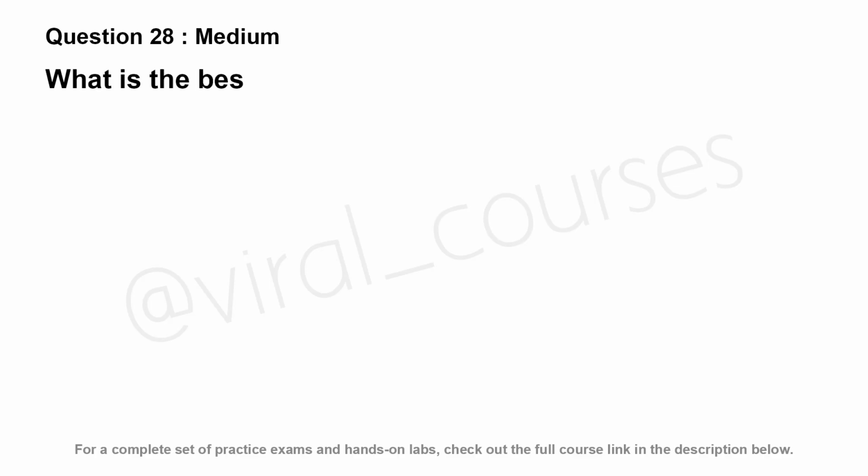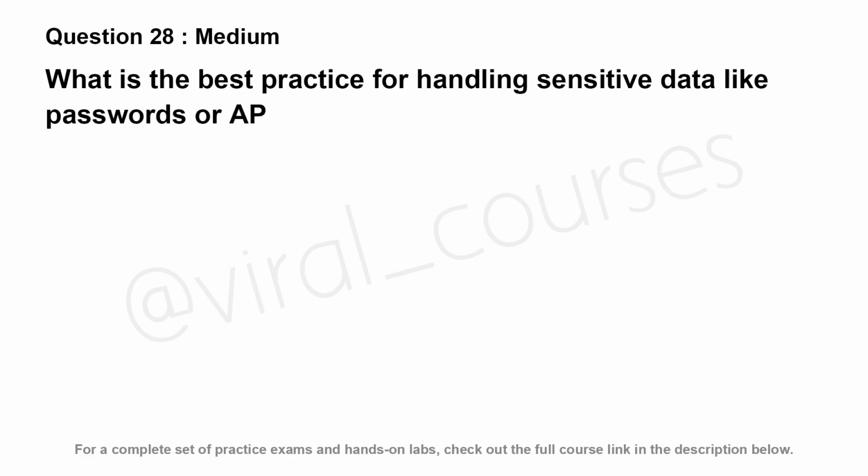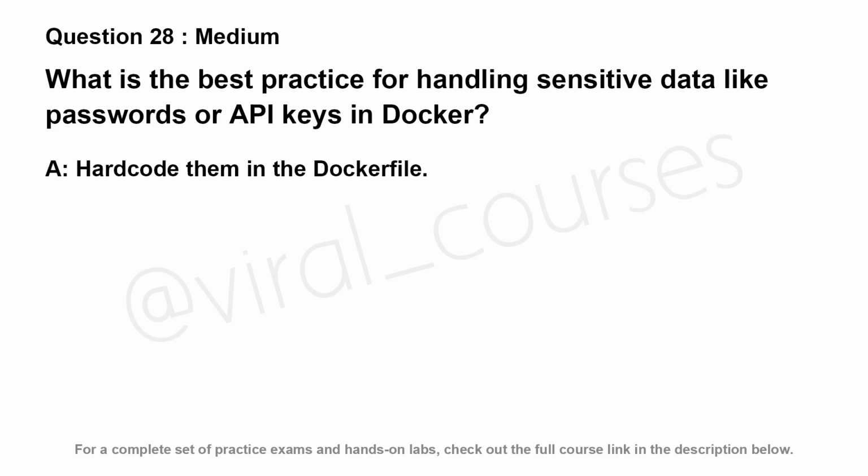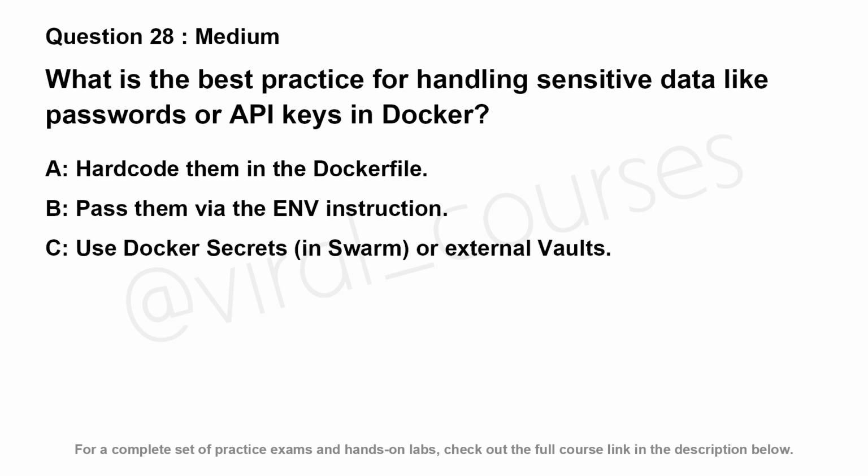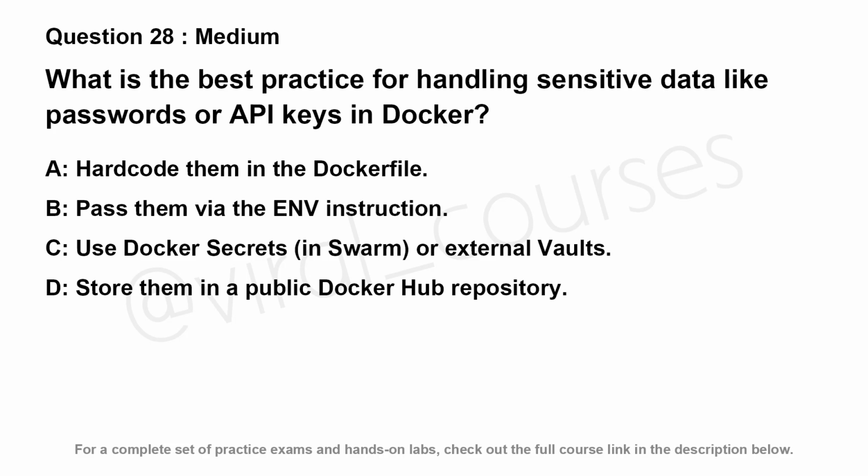What is the best practice for handling sensitive data like passwords or API keys in Docker? Option A, hardcode them in the Dockerfile. Option B, pass them via the ENV instruction. Option C, use Docker secrets in Swarm or external vaults. Option D, store them in a public Docker Hub repository.